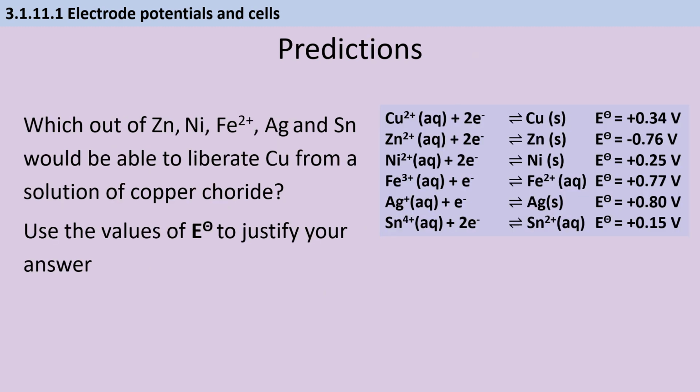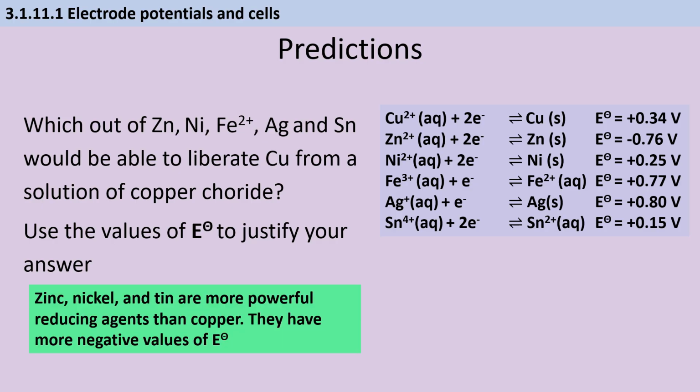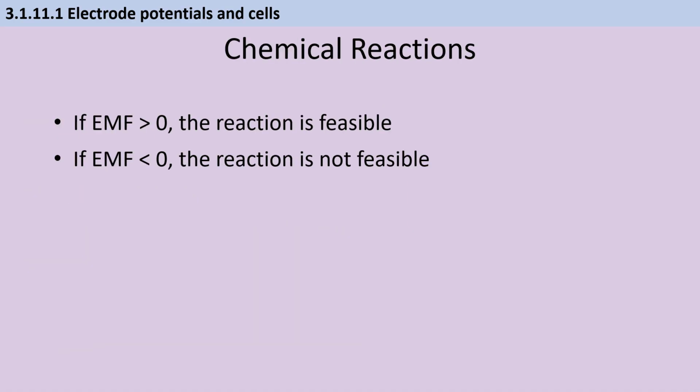In order for copper to be displaced from solution, we need this first equation to run in the forward direction. In other words, the copper 2+ ions must be reduced. A more powerful reducing agent is going to cause an E value which is more negative than the value for copper here. So we look at the numbers that are less positive than plus 0.34. And based on that, we can say that zinc, nickel and tin are all more powerful reducing agents than copper. If the overall electromotive force for a cell is higher than 0, then that reaction is feasible. But if it's less than 0, then the reaction is not feasible.